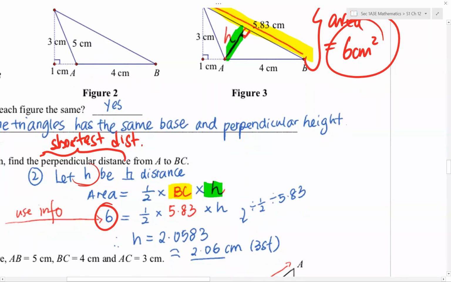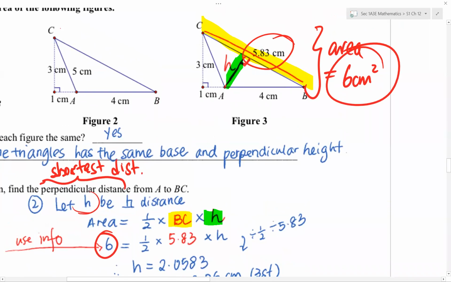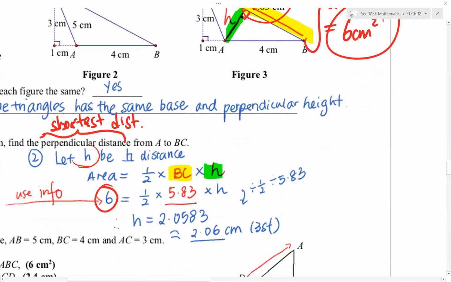The area of 6 is equal to half times BC. Oh, BC was given to us, 5.83. Replace that. Multiplied by the unknown height. That is what they want us to find. So in order to find the unknown H, I need to do the same steps to both sides. I need to get rid of the half. How do I get rid of this half over here?